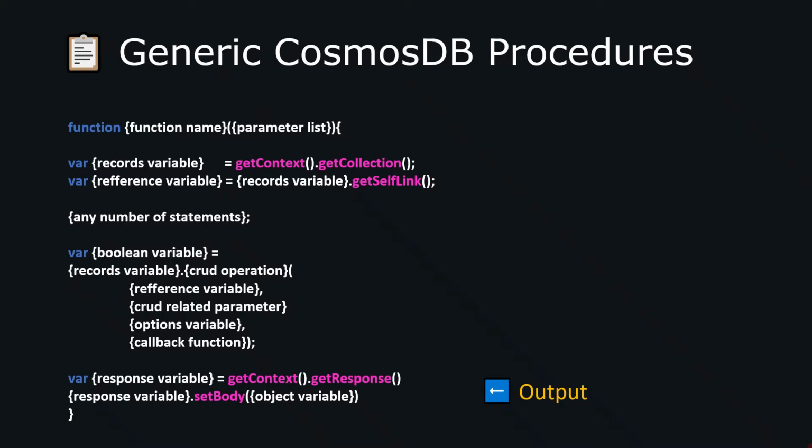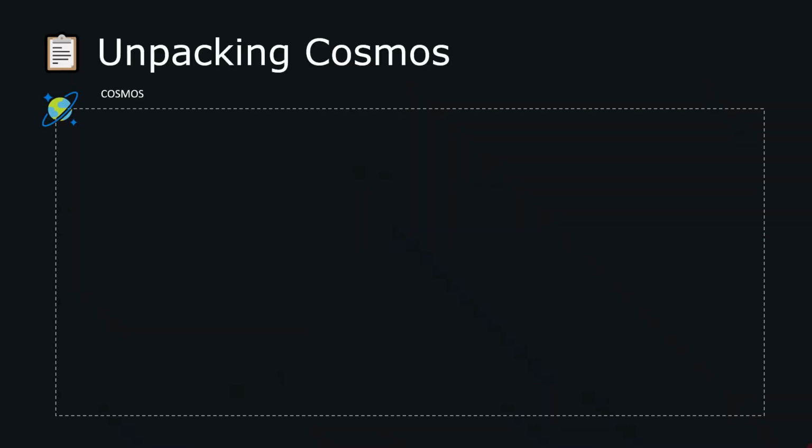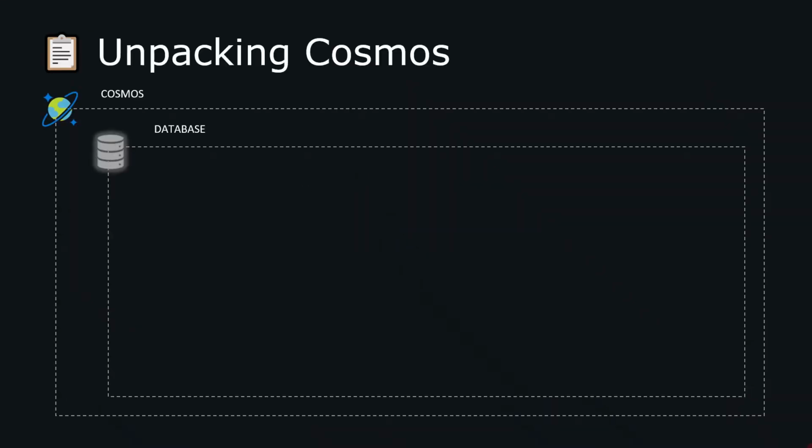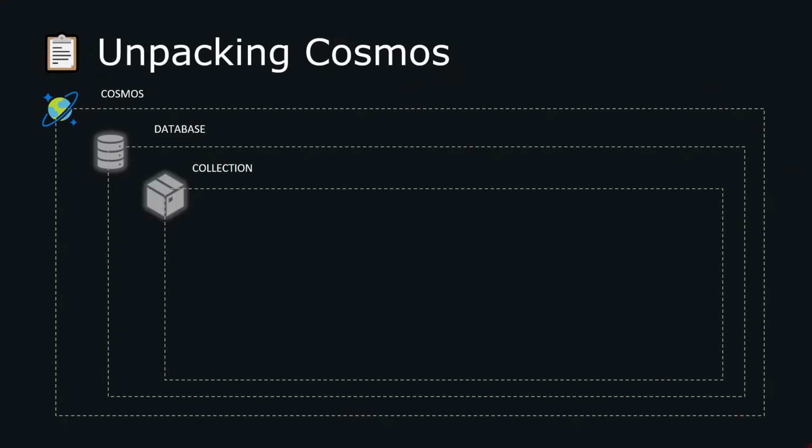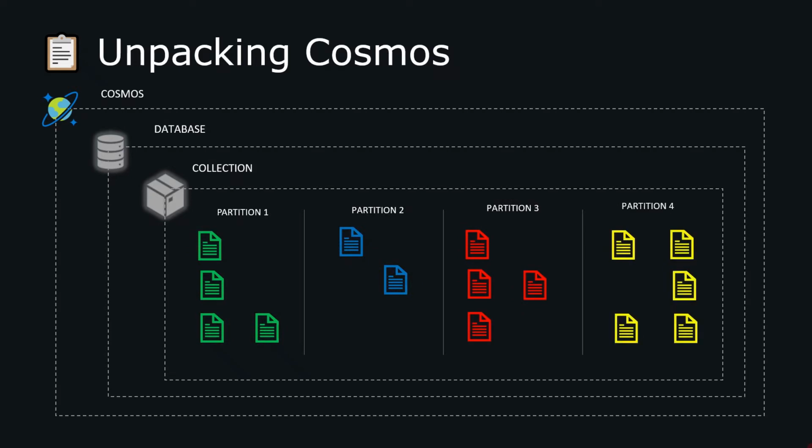And one thing to note is that the methods in pink, rose, magenta, what have you, those operations are specific to the Cosmos DB JavaScript SDK. And well, let me explain them. So we know that Cosmos has databases, and those databases have collections, right? And in those collections, we have data, documents split out by a certain value, and we call these separations, divisions, we call them partitions. Cool.